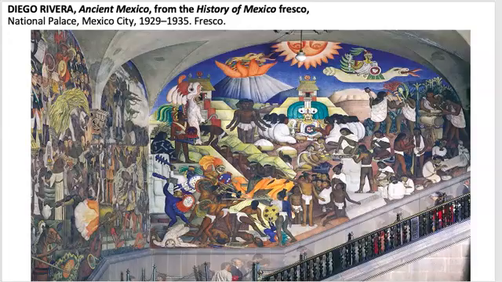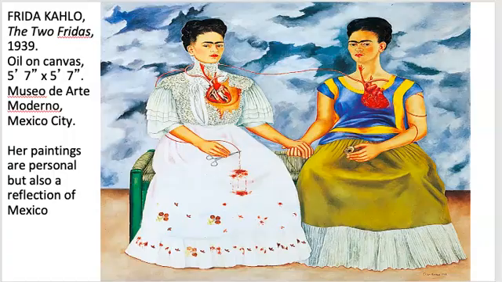It's a fresco. And then speaking of Mexico, just a little quick review of Frida Kahlo's The Two Fridas from 1939. She was clearly influenced by the Surrealists. You can see that this is a very surreal image. But she was also married to Diego Rivera, and he was one of her mentors. And she was surrounded by social realists.